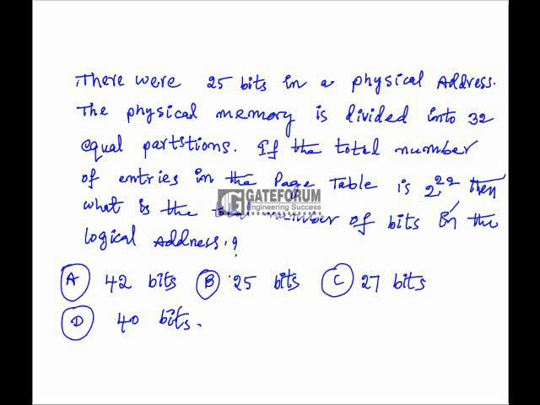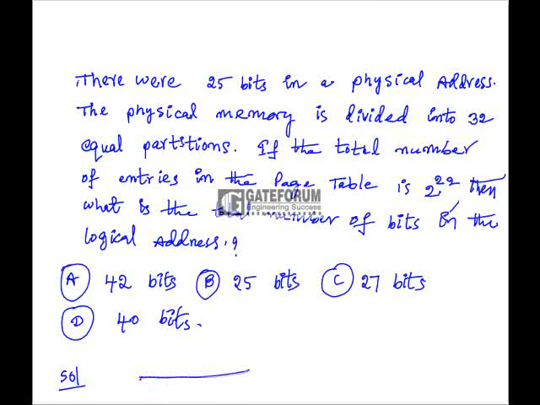There were 25 bits in a physical address. The physical memory is divided into 32 equal partitions. If the total number of entries in the page table is 2 power 22, then what is the total number of bits in the logical address? So here we need to find out the total number of bits in the logical address.